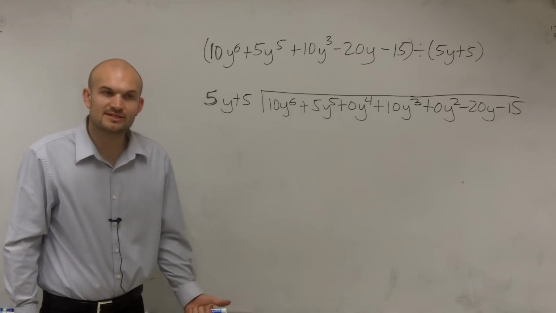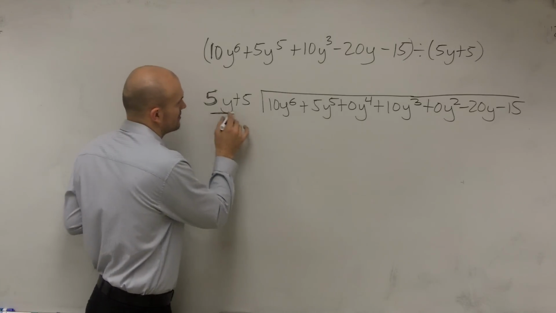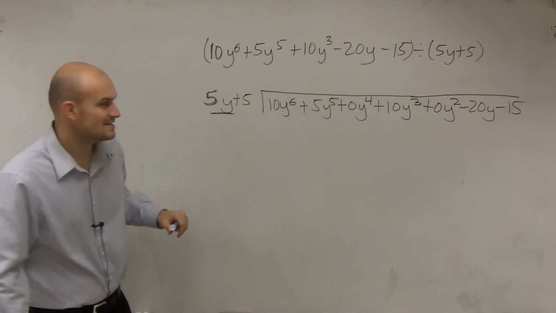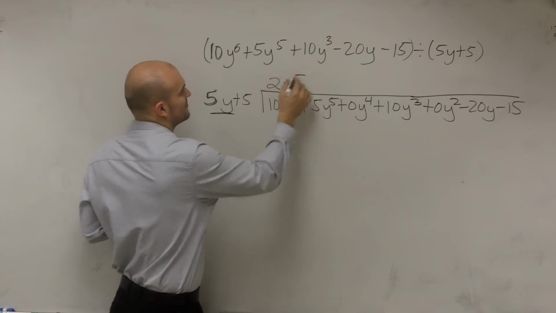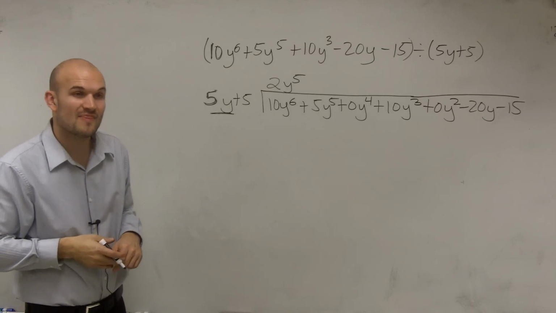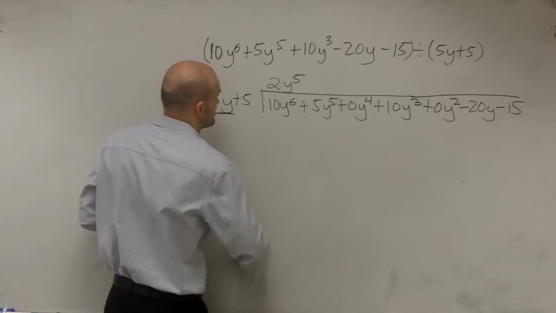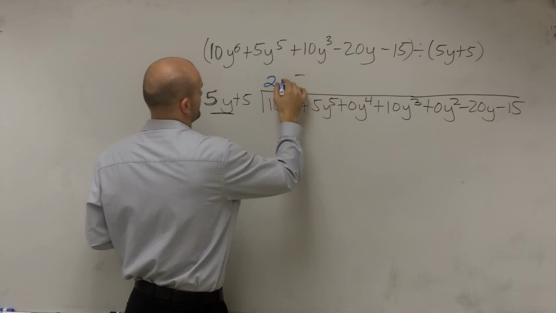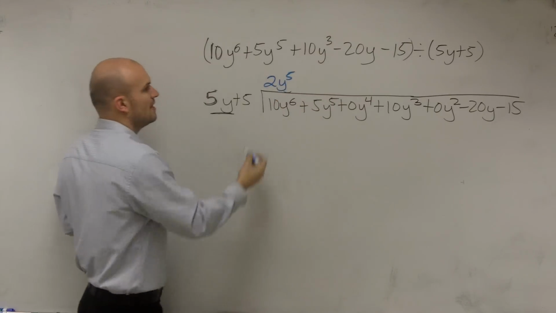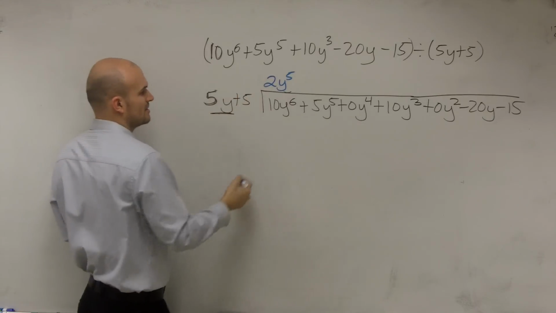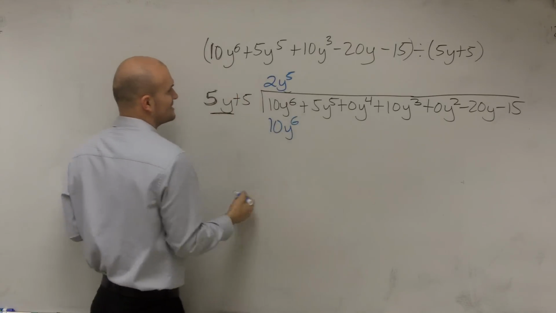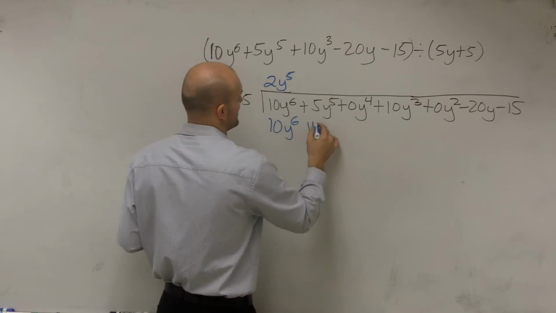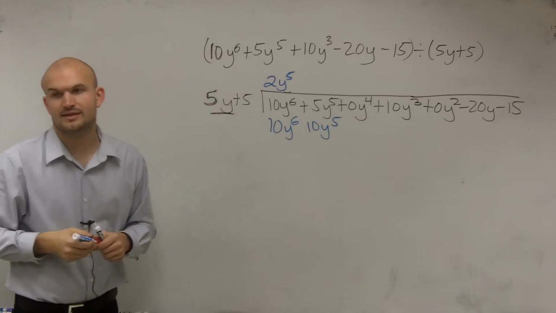All right. So again, when dividing this, we only divide into our first term. So 5y divides into 10y to the 6th, 2y to the 5th. Let's write that with the color code: 2y to the 5th. Then you have to make sure you multiply this by both terms. Therefore, you obtain 10y to the 6th. 2y to the 5th times 5 is going to be 10y to the 5th. Does everybody see what I did there?